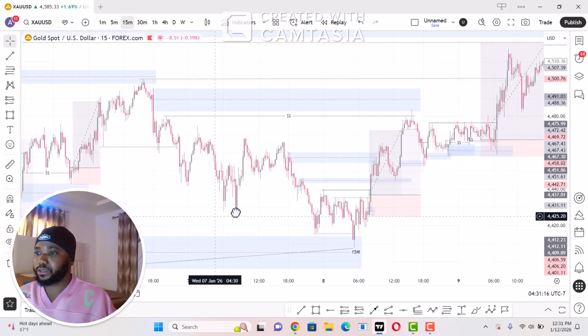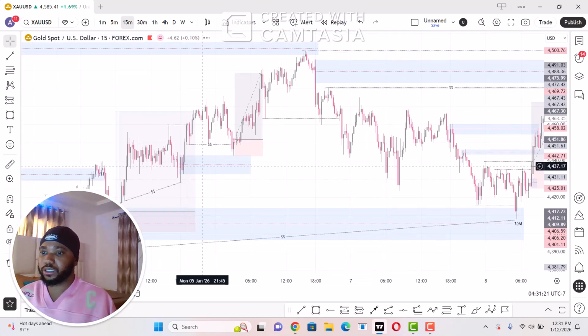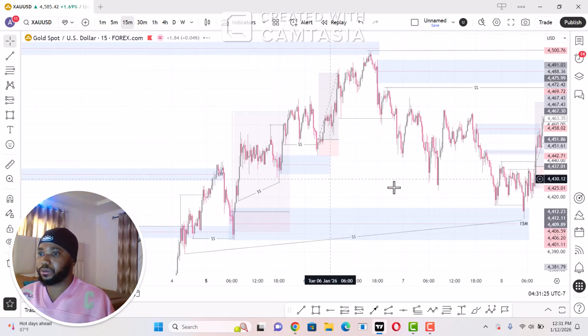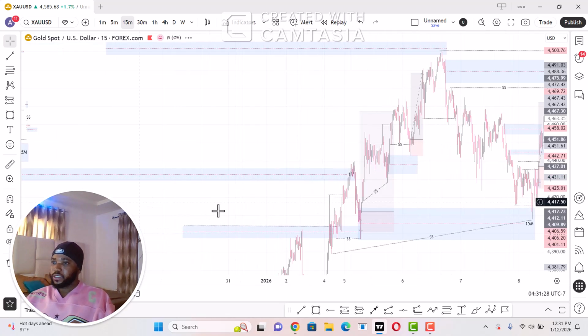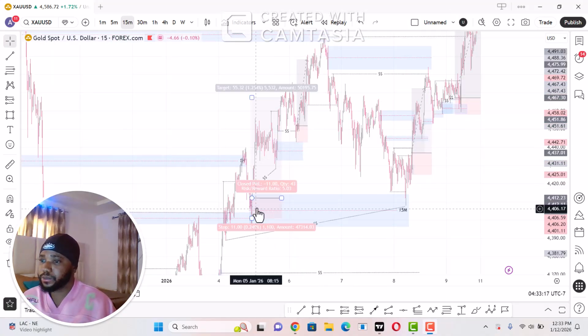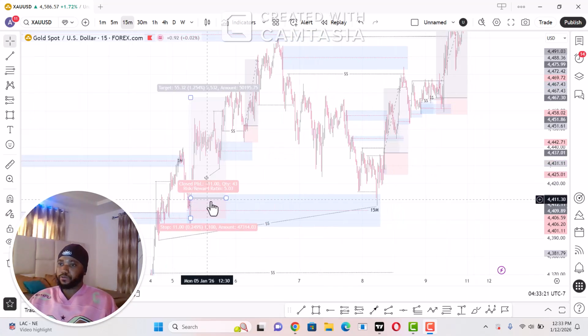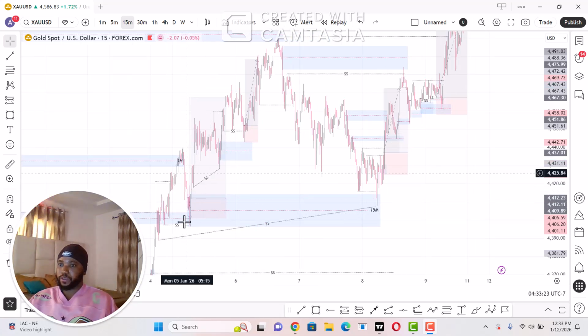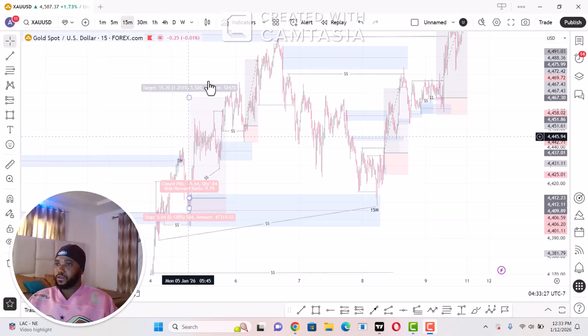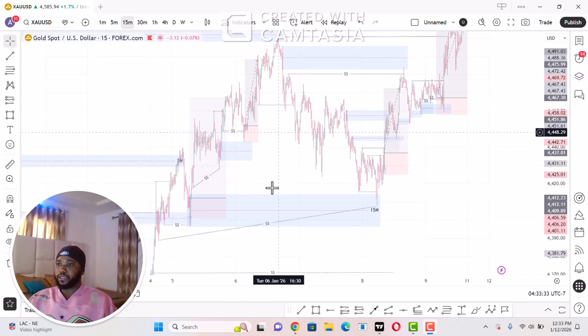I figured out my order block in 15 minutes. As you all know, this is a breaker block right here. Let me show you. There's the breaker block right here, and it caused this movement. Before this movement occurred, the market swept the liquidity before it started moving outside. And I figured out another order block right there in 15 minutes.